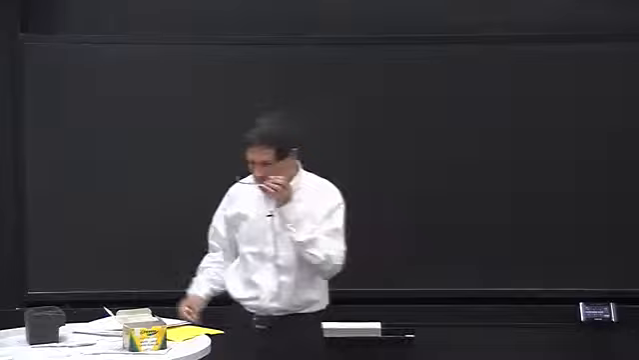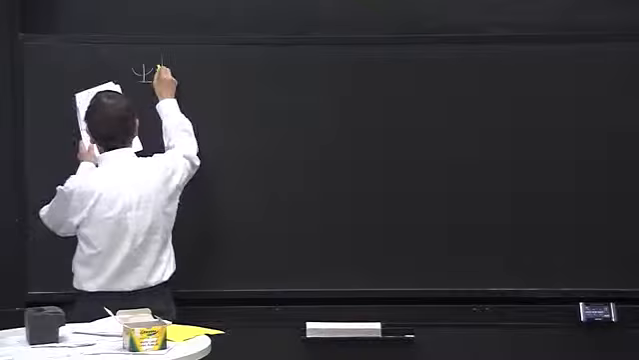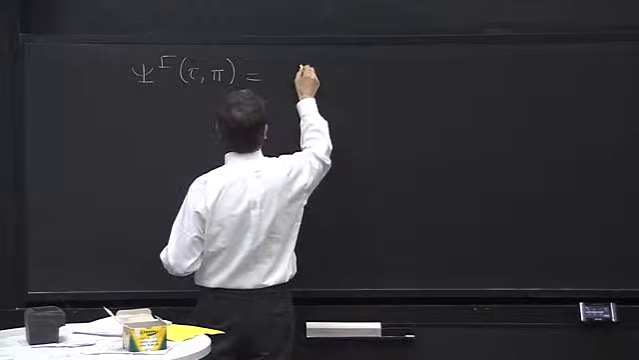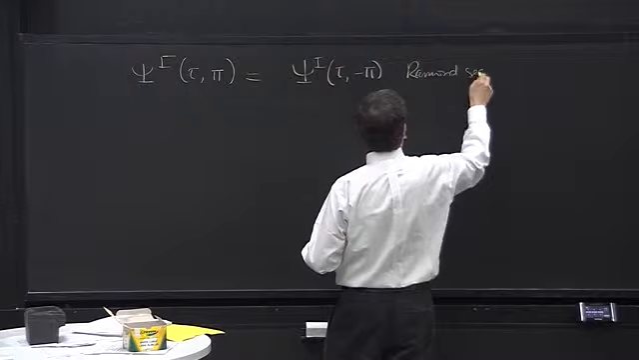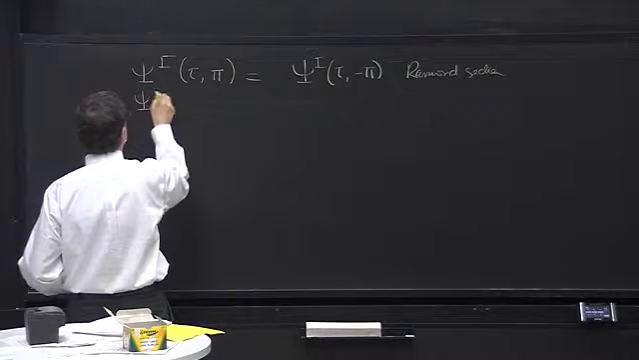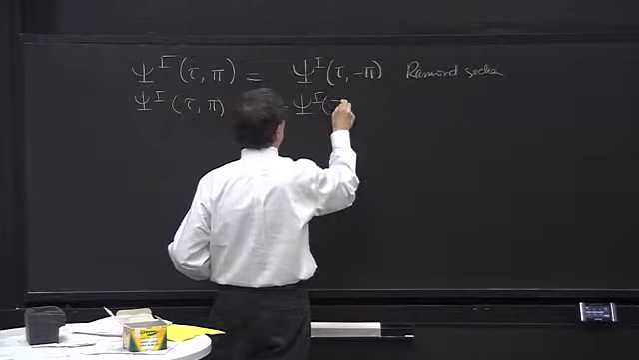And so our conclusion was that we would have a big fermion that went from pi to minus pi, and if it was periodic, we would call this the Ramond sector. And if it's anti-periodic, we would call it the Neveu-Schwarz sector.